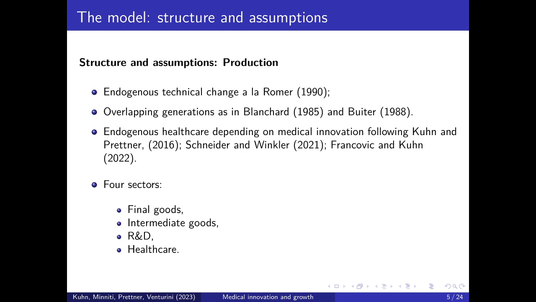In such a setting, there are four sectors. We have the final goods sector, where all the goods and services are produced with one type of labor, the workers, and with intermediate inputs. The intermediate inputs in turn are produced out of physical capital, and before an intermediate input can be produced, the corresponding blueprint has to be bought from the research and development sector. So that works as in the Romer type of framework.